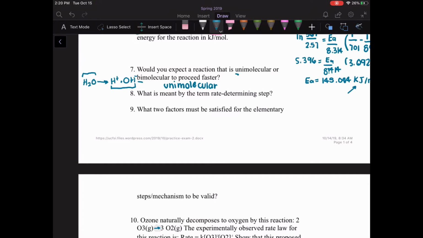So the rate determining step is just simply going to be your slowest step, right? So think of, let's say you're in a relay with some of your classmates. The slowest person on your team is going to determine what place you're going to be overall. Everybody else can be fast and beating everyone else, but if you have someone who's really slow, then they're going to hold everyone else back, and so that's going to be your rate determining step.